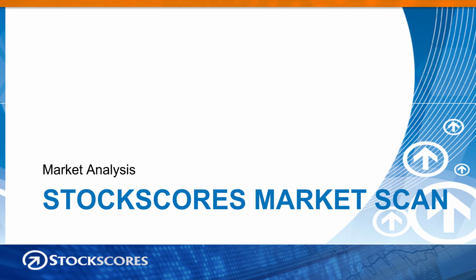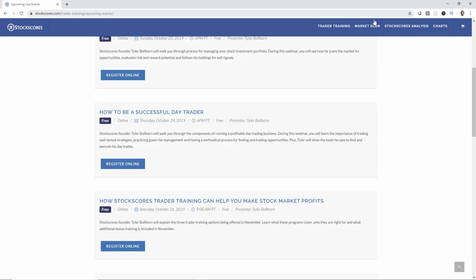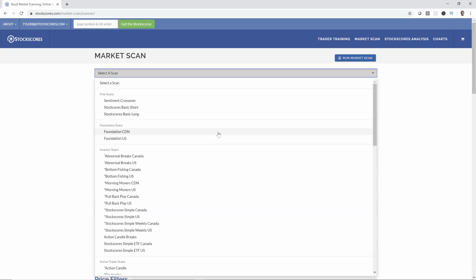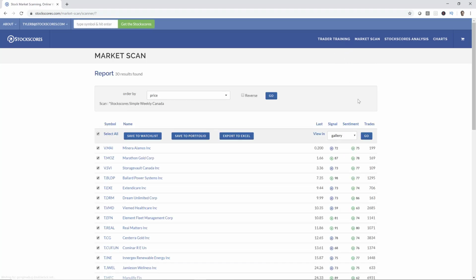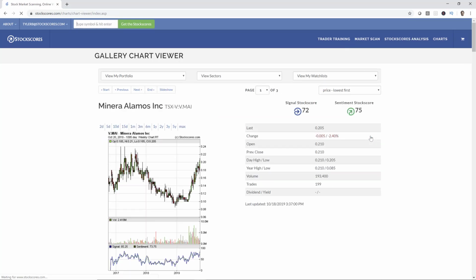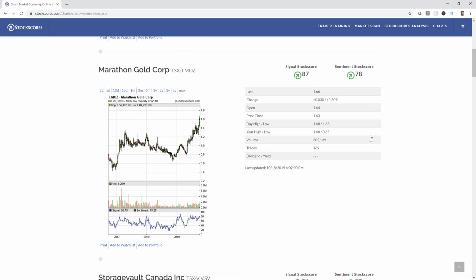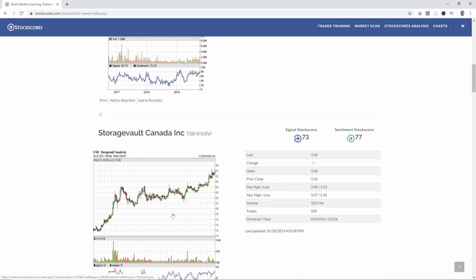All right, let's jump over to the Stockscores market scan now. And we will go to the market scan. This week I'm going to run a market scan on the Canadian market, the Stockscores Simple Weekly Canada Scan. This is one that I use to find longer term trading opportunities on the Canadian market. So we'll run this, and I just did this before I started the video, and I know that a few of the early stocks in this scan were examples of what you would want to look for from some time ago. Ultimately what we're looking for is stocks that break out from good patterns with abnormal activity.